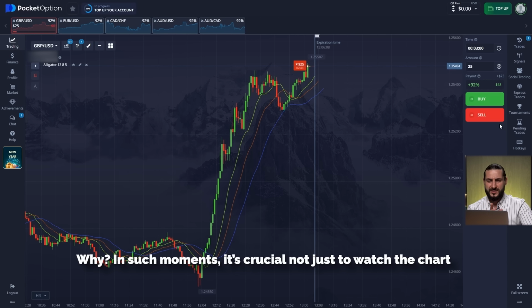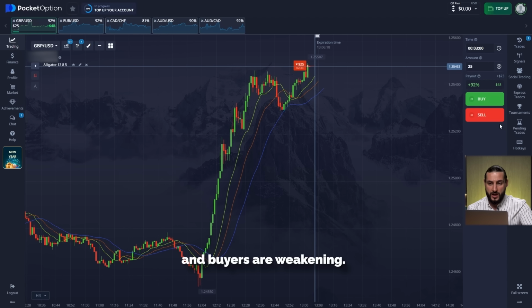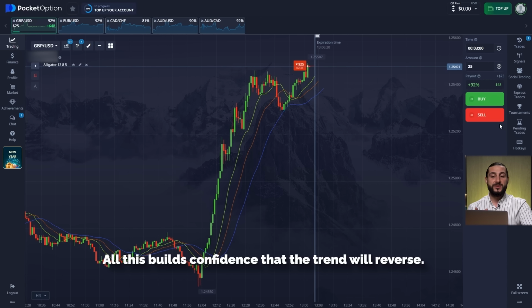Why? In such moments, it's crucial not just to watch the chart, but to sense the market sentiment. Sellers are gaining control and buyers are weakening. All this builds confidence that the trend will reverse.